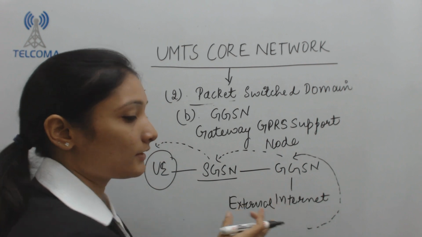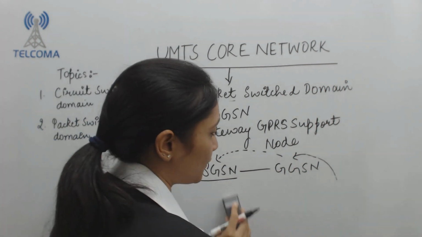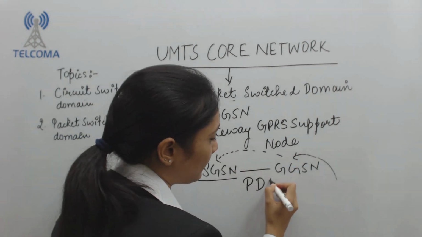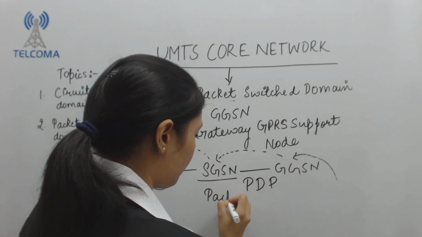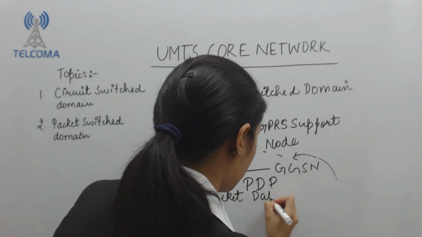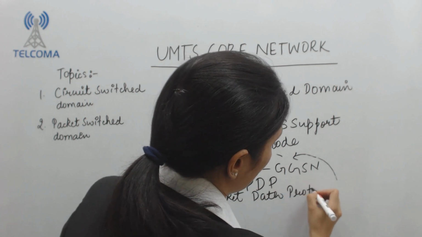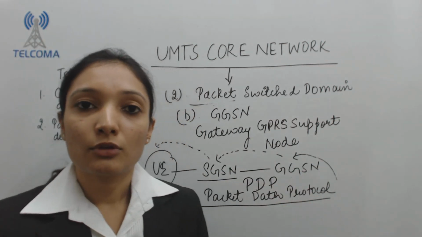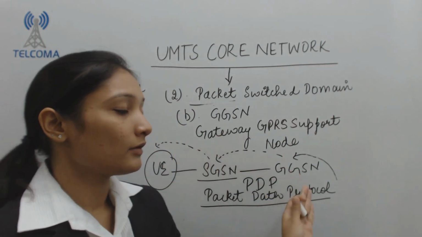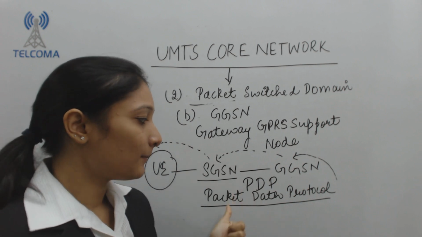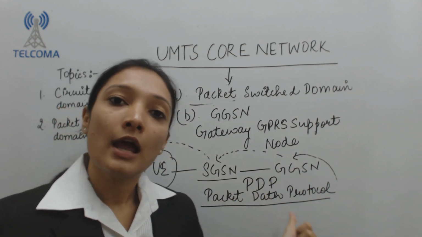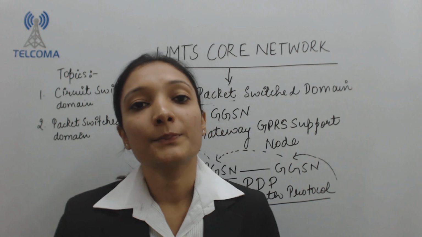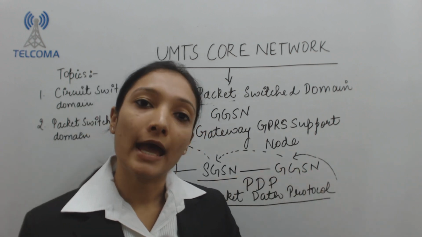So all this forwarding here takes place with the help of the protocol which works between these two nodes, that is PDP, Packet Data Protocol. So this forwarding and reception of these packets from one point to another takes place with the help of your PDP context activation, that is, our PDP protocol activated. So our packet switch domain is responsible for forwarding the data packets from the user to another network and from the network to the respective user.